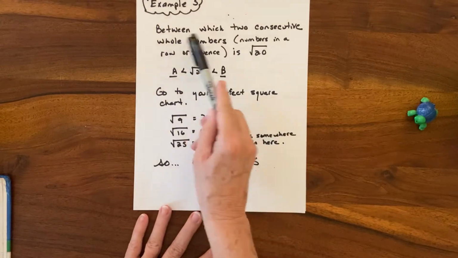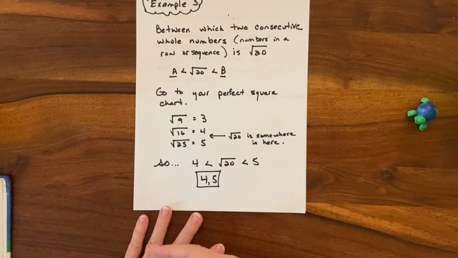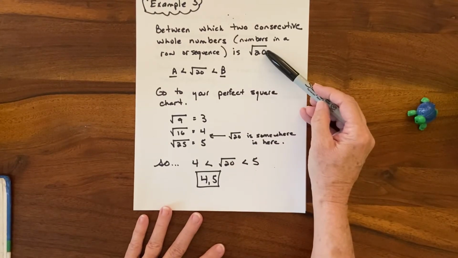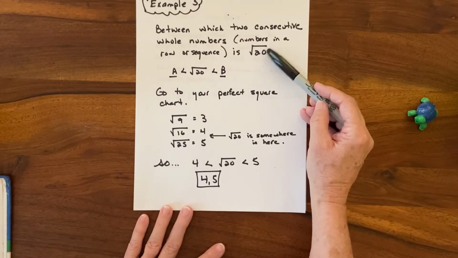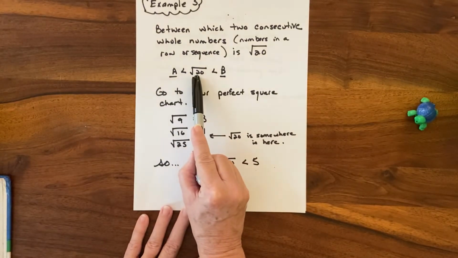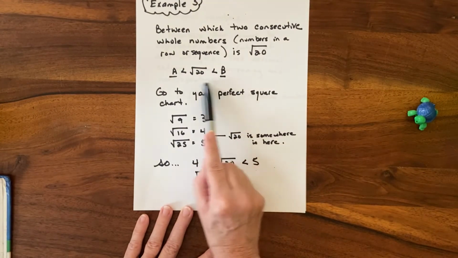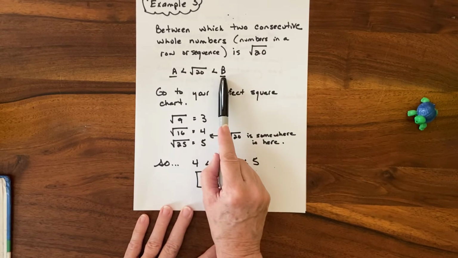So it says, between which two consecutive whole numbers, so 4 and 5, 7 and 8, so two numbers in a row, is the square root of 20. So the way I'd write that, I'd say A is less than the square root of 20, and then the square root of 20 is less than B. So those numbers are right in a row, okay?